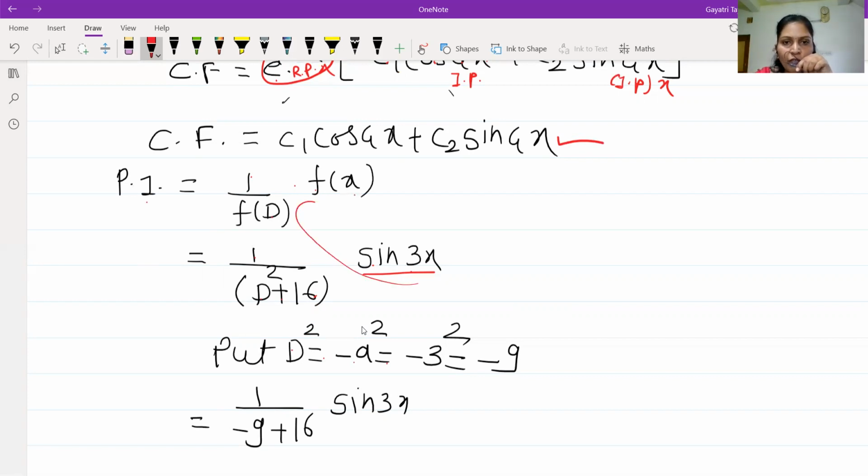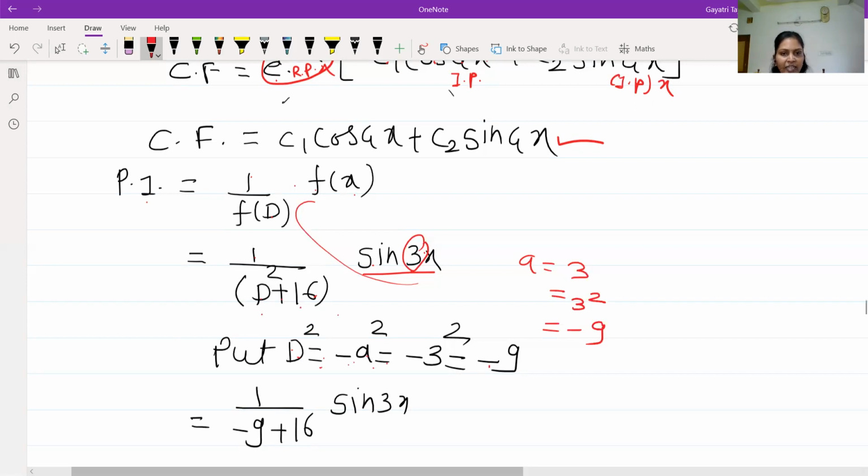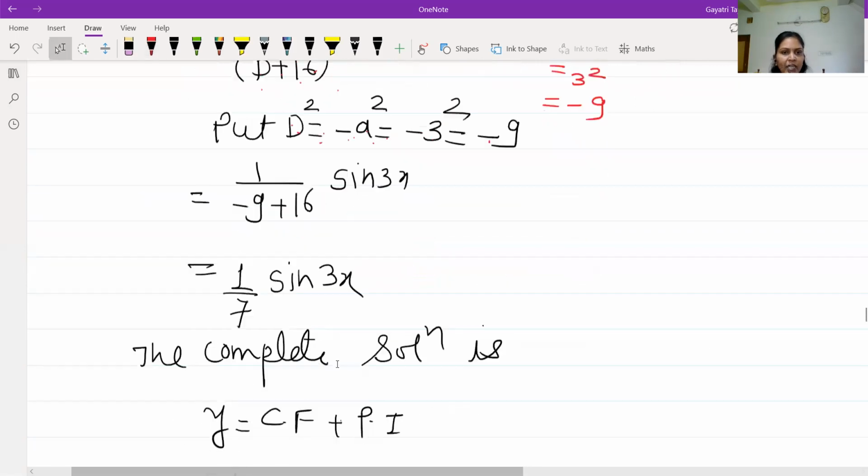So what is the coefficient of x in this case? 3. So put D square equals minus a square. With a equal to 3, it will be 3 square, which is 9, so it will be minus 9. So put D square equals minus 9. So minus 9 plus 16, into sin 3x. What is the final answer? 7. Now see that all the D is removed. So this will be your final PI.